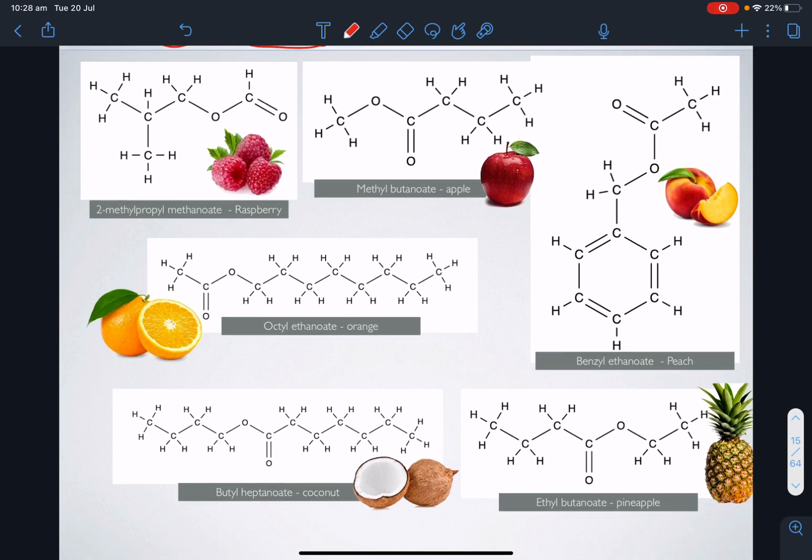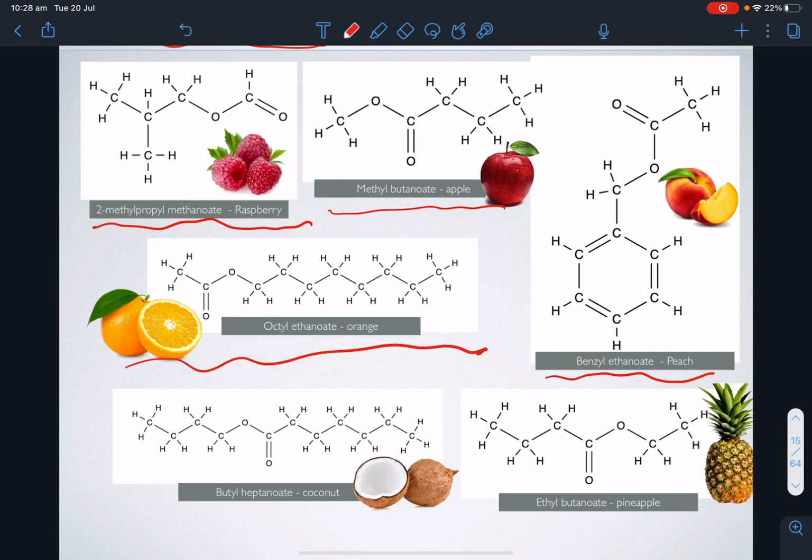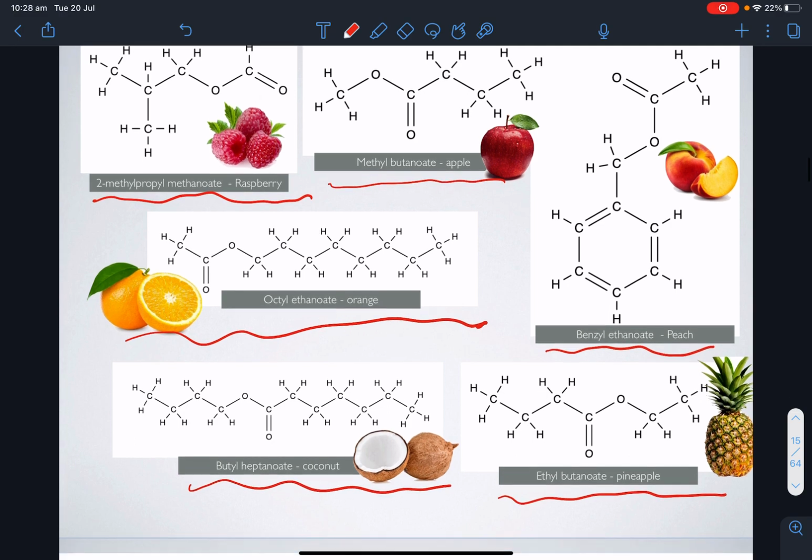Other esters. These are common esters in other fruits, just one of a mix though, okay? So these are commonly the esters that we use for flavoring. If we want a raspberry flavor, we make the 2-methylpropylmethanoate here. And we put that in foods and lollies and stuff like that because it tastes pretty much like raspberry, just slightly weird and different because it's only one and not the mix that's actually in the raspberry. And so here we've got some others, some ones for apples, we've got peach here, one of the orange ones, a coconut one, and the pineapple one as well. Okay, so we can make these flavors and aromas in the lab.